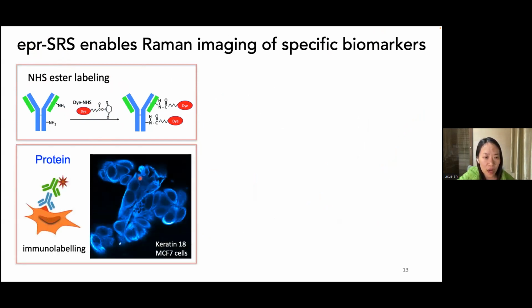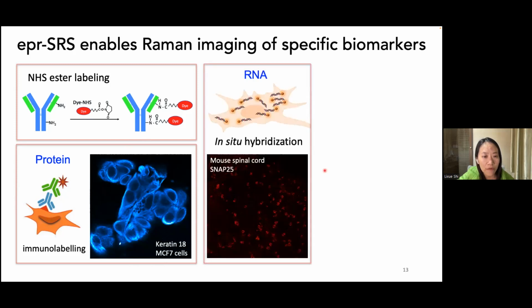With antibody-targeted immunolabeling, specific proteins such as membrane markers or cytokeratin can be visualized on the surface of breast cancer cells. Moreover, by conjugating Raman dyes to a short nucleic acid probe, specific RNAs with a complement sequence to this probe will be labeled through in situ hybridization and subsequently imaged by epr-SRS.